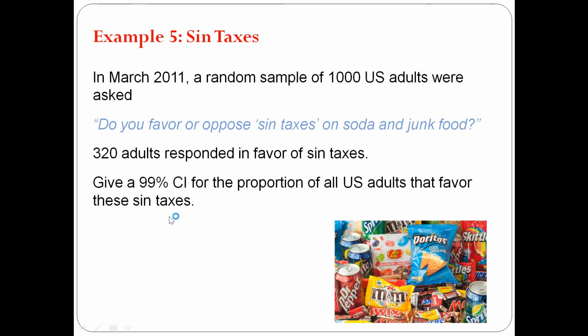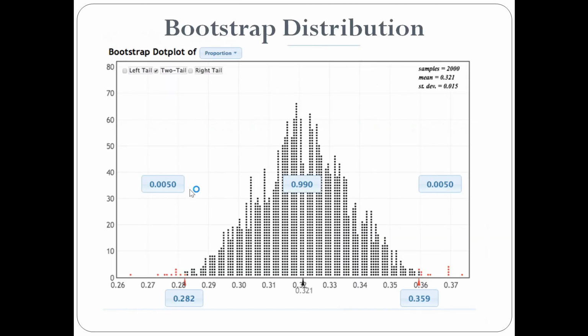So, since we need the 99% confidence interval, we need to use the formula. The formula requires us to find the sample statistic. We can do that. We need the Z star. We have that. And then we need the standard error. This is the only thing that we don't have. We can find it using StatKey. So let's go to StatKey.